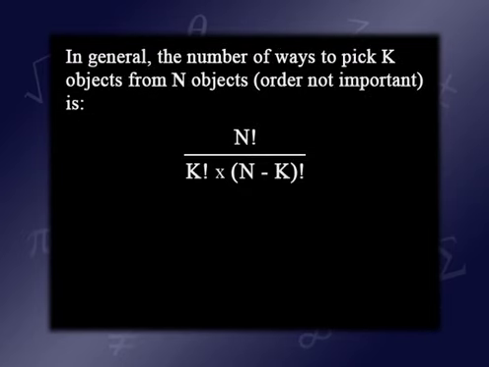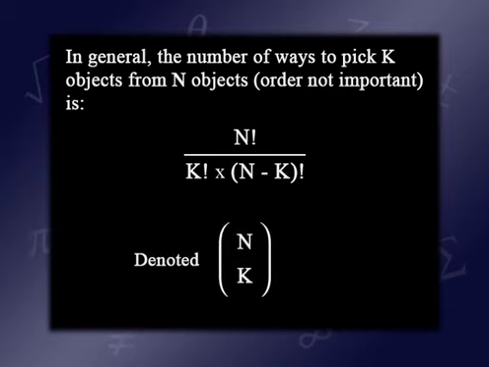In general, the number of ways to pick k objects from n objects, by the same logic that we went through, where the order is not important, is n factorial divided by k factorial times n minus k factorial. That's denoted n choose k. Mathematicians call that n choose k because it's the number of ways from n objects that you can choose k objects.